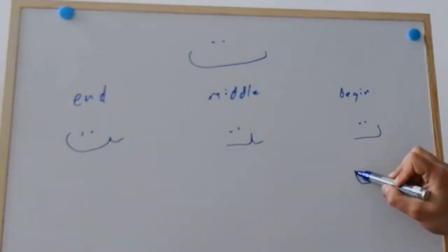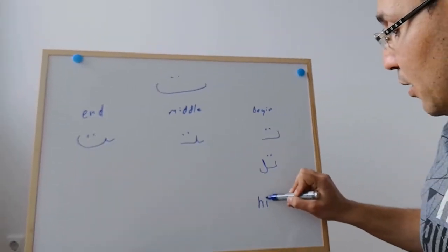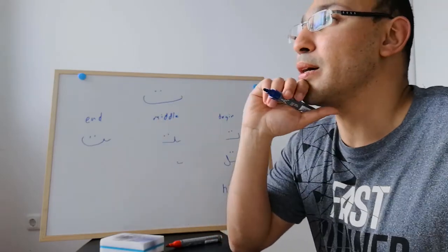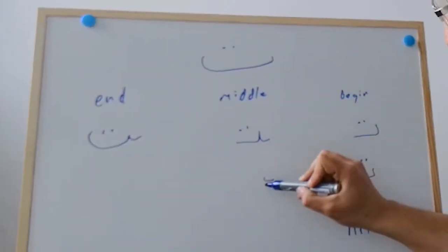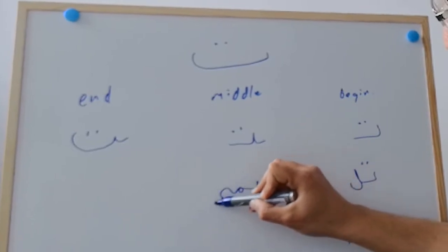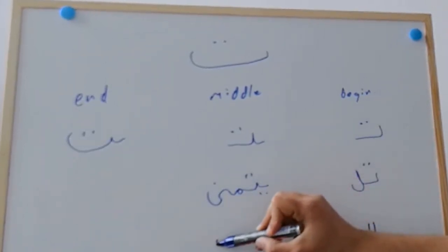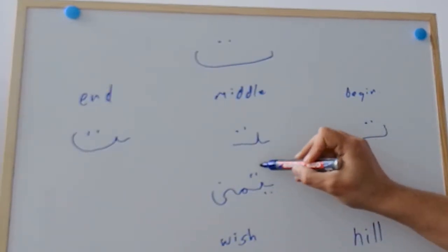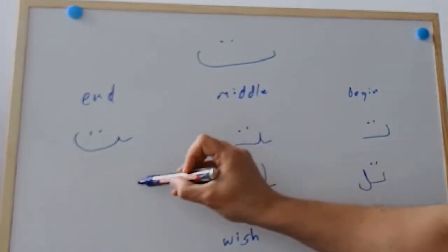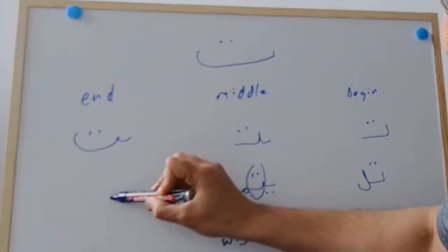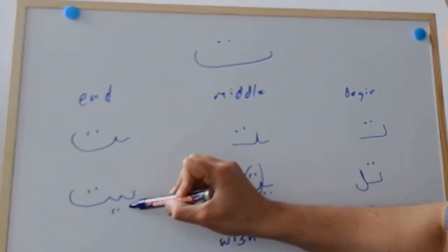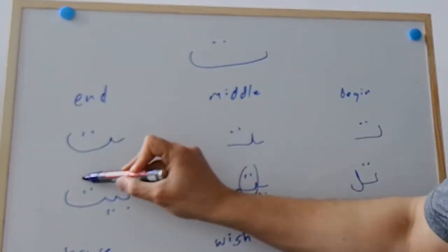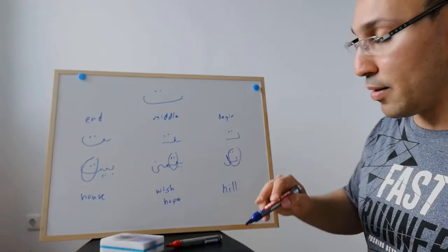For example, tal, it's like a hill. Yatamanna, wish or hope. يتمنى, the ta is like this, and بيت, house, is like this. So you can see here how the ta is written.